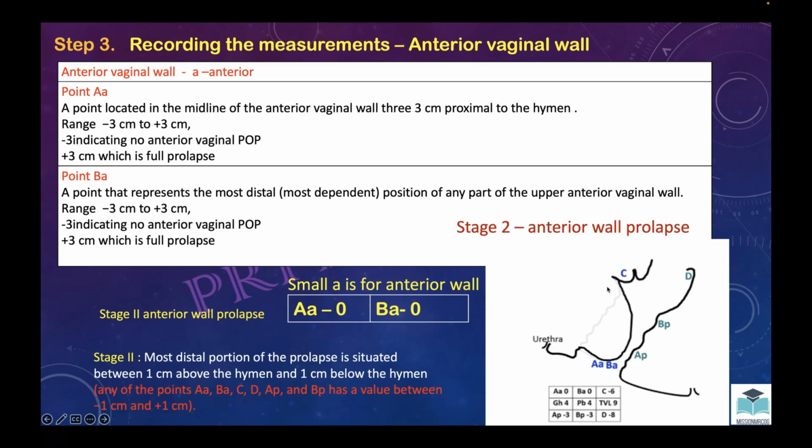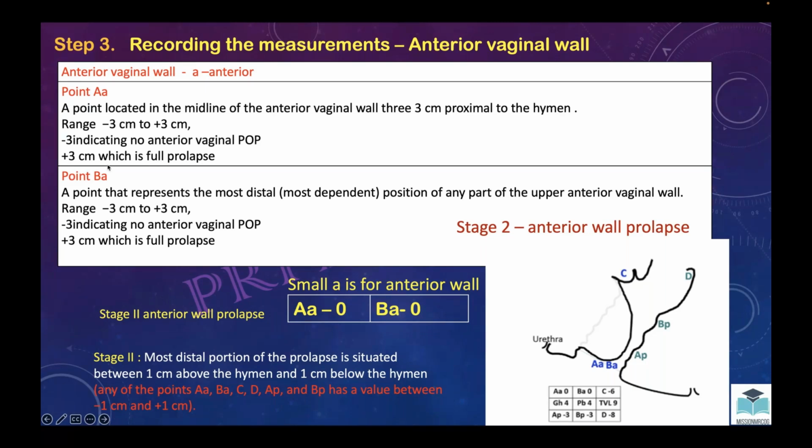The small suffix, like small a, denotes the anterior wall. So point A is located in the midline of the anterior vaginal wall, 3 centimeter proximal to the hymen. The maximum range is -3 to +3. -3 means there is no prolapse; +3 means full anterior vaginal wall prolapse, or full prolapse of point AA.